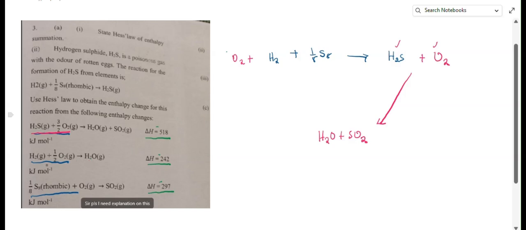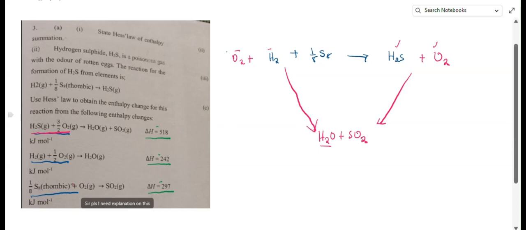Then we look at the second one here. We have H2 plus oxygen, hydrogen plus oxygen, and we have it at this side. You can see hydrogen and oxygen. Whenever hydrogen reacts with oxygen, what is the product? It gives water, and we have water as part of the product here. So it means you can link this one up here. Whenever hydrogen reacts with oxygen, it gives water. Whenever H₂S reacts with oxygen, it gives water and SO2.